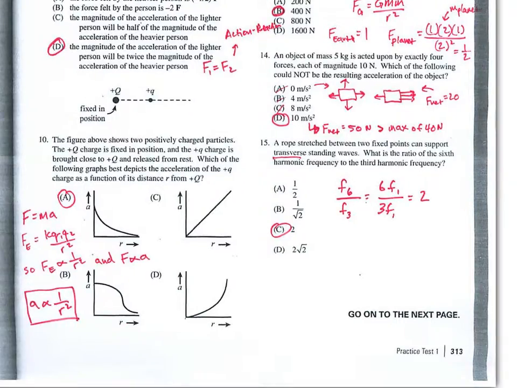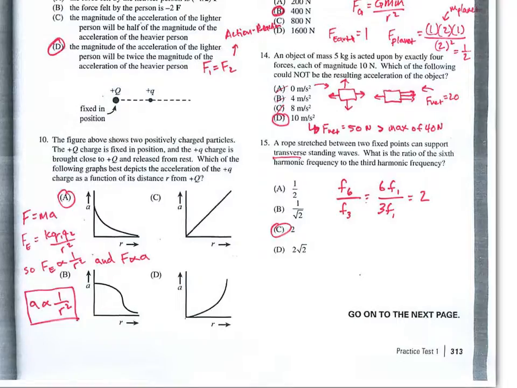For number 15, we have to remind ourselves, what is a transverse wave? A transverse wave is simply a wave where the medium moves perpendicularly to the direction of the wave. A good example of that would be a crowd doing the wave at a football stadium.